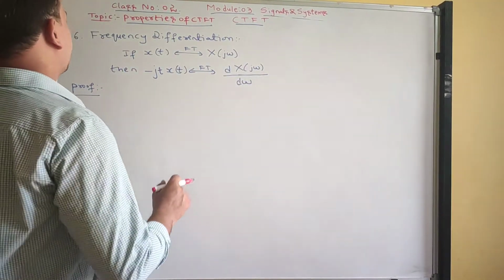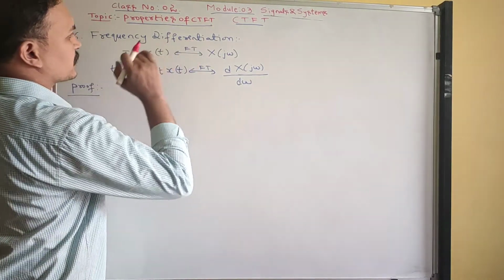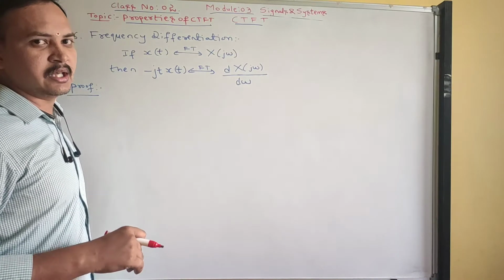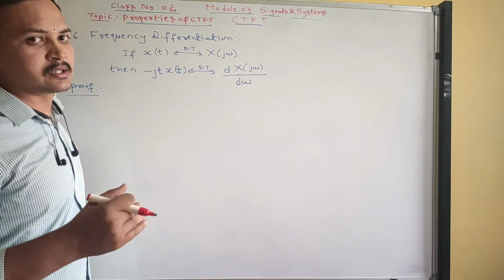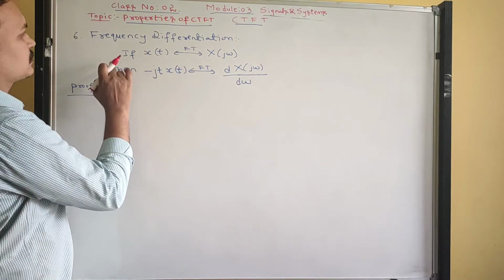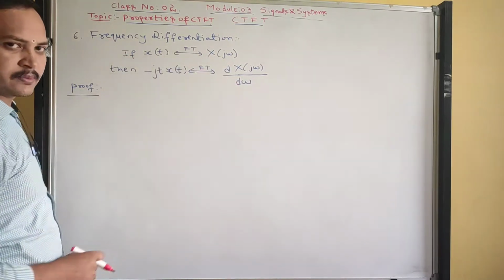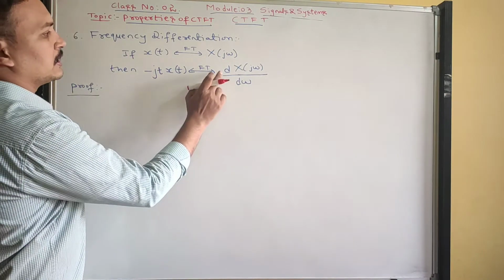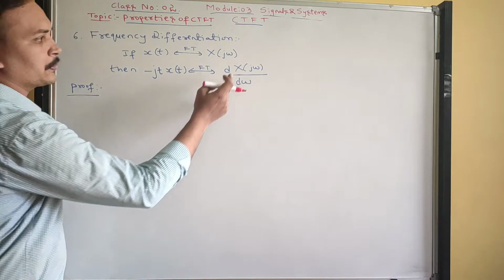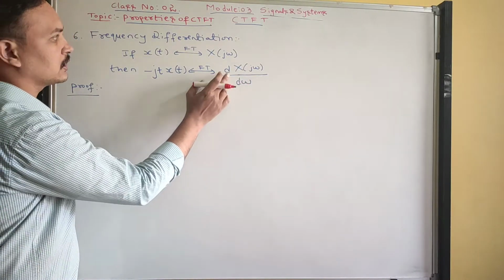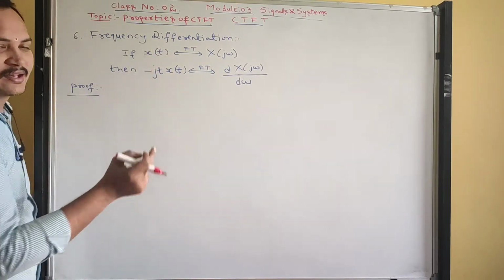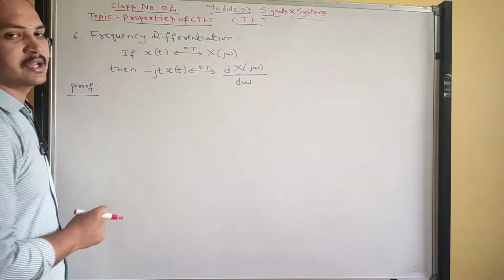Okay guys, the next property is the frequency differentiation property. Previously we studied time differentiation, where we took the synthesis equation. It states that if x of t has Fourier transform x of j omega, then differentiation with respect to frequency, where omega is the frequency, multiplies the time domain signal by minus jt.